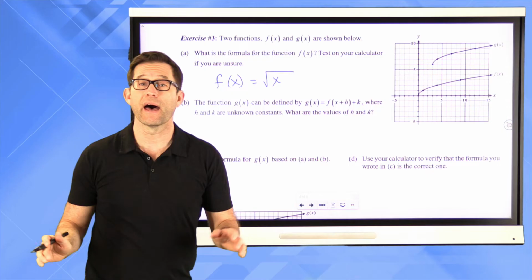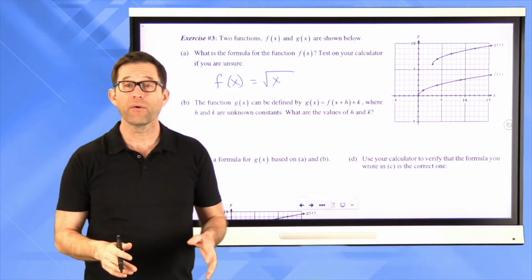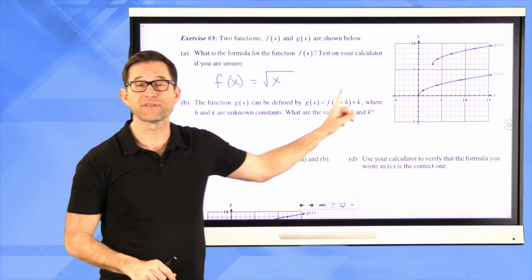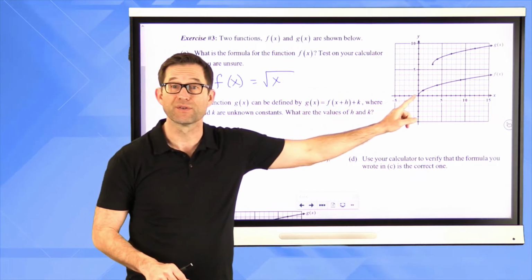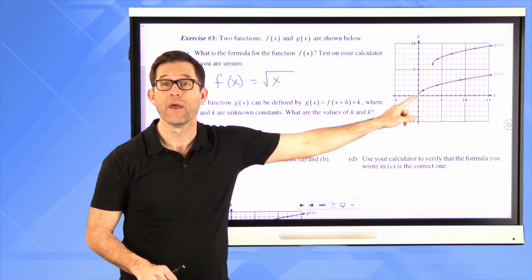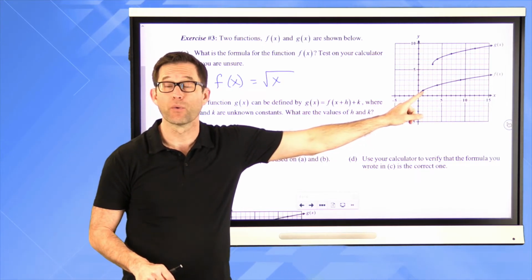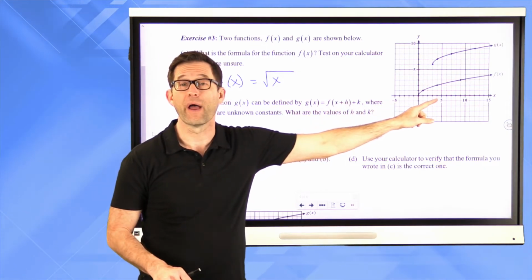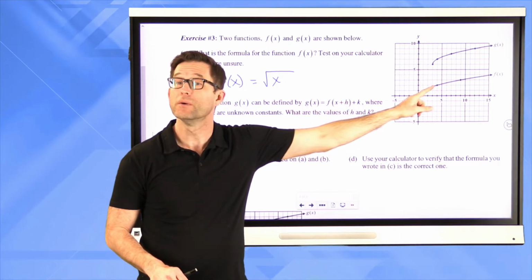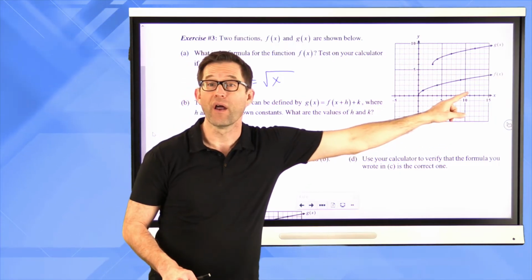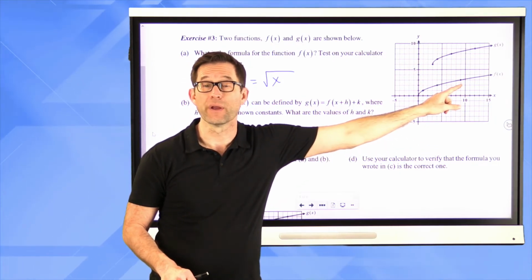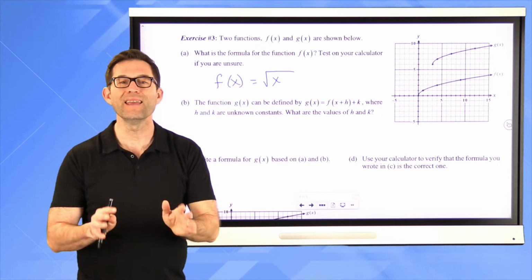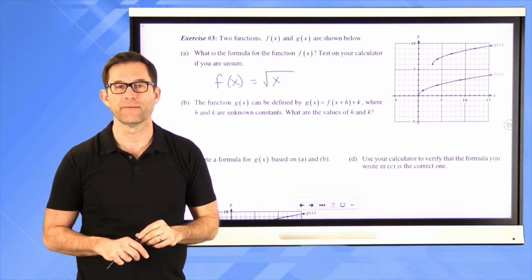Now, I can test that if I needed to in my calculator, but I can also just test it mentally, right? When I put 0 in for x, the square root of 0 is 0, so the point (0, 0) lies there. When I put 1 in for x, the square root of 1 is 1. So that makes sense. When I put 4 in for x, the square root of 4 is 2, so that's on there. When I put 9 in for x, the square root of 9 is 3, so that's in there. So it's the basic square root function, and we need to know what that looks like.